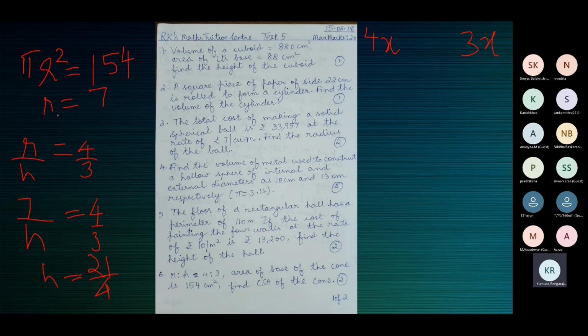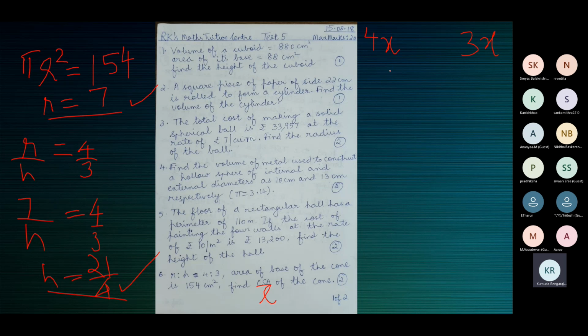Pi r square is equal to 154. So R is 7. R by H is 4/3. Like that, you find H. So like this, you get the value of R and you get the value of H. Now you can find the CSA. But for that, you should find L. Using R and H, you should find L and then find the CSA.